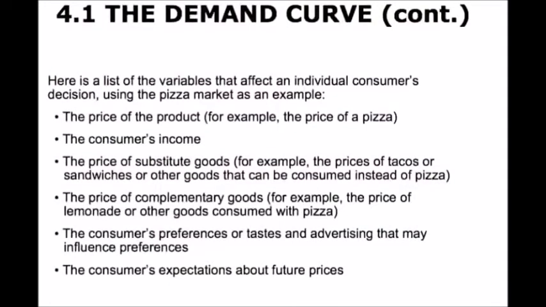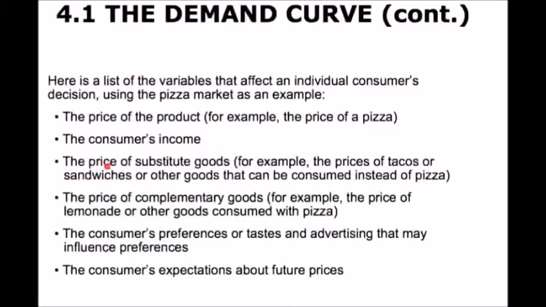But there are some other variables, one of which is consumers' income. Consumers' income affects how much people want to buy. If you earn more income, you tend to buy more pizza. If you earn less income, you buy less pizza. And this is true for a lot of goods and services.